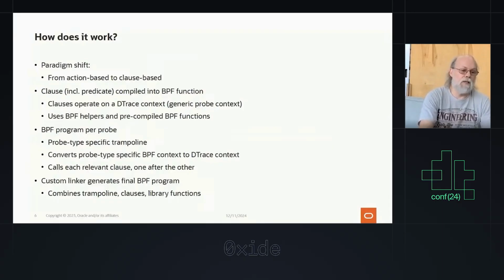That did require us to have a custom linker. It was meant to be a linker that takes this BPF program with the trampoline and the function calls, resolves these calls, pulls in the code for these different clauses and some precompiled code, and creates a nice package and loads that.